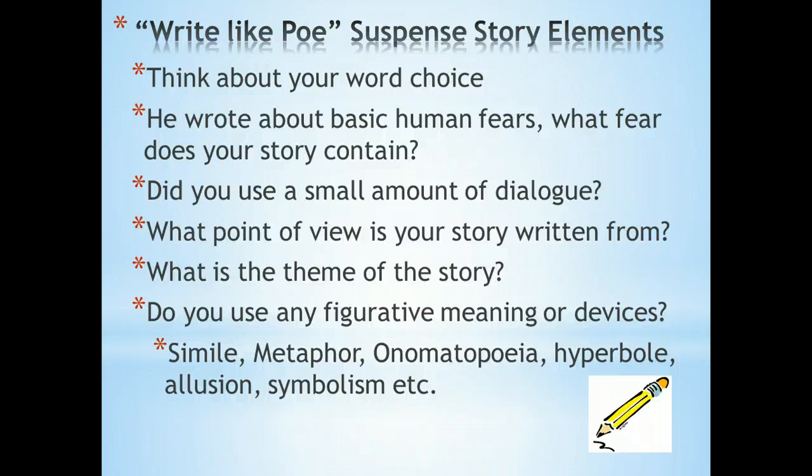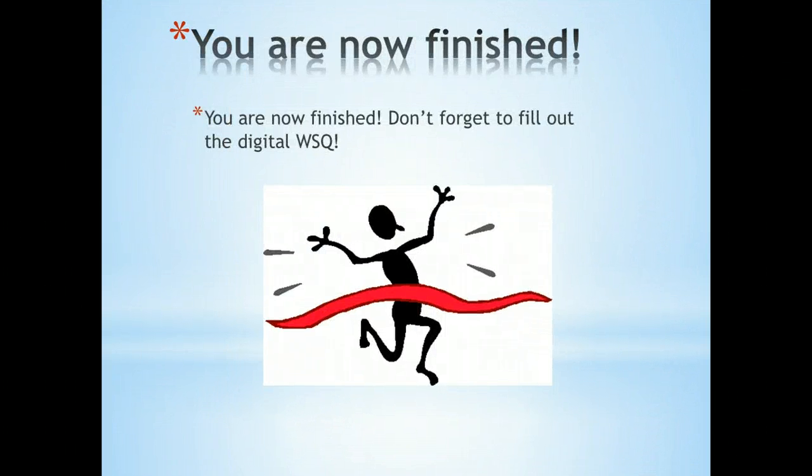So, to write like Poe, you need to think about your word choice. He wrote about basic human fears. So what fear does your story contain? Did you use a small amount of dialogue? What point of view is your story going to be written from? What's the theme of your story? What am I supposed to get from reading it? And then finally, did you use any figurative meaning or devices? So things like simile, metaphor, onomatopoeia, hyperbole, allusion, symbolism, as well as your connotation and word choice.